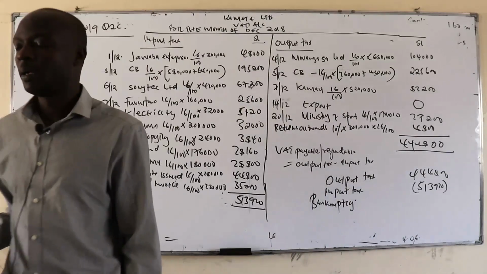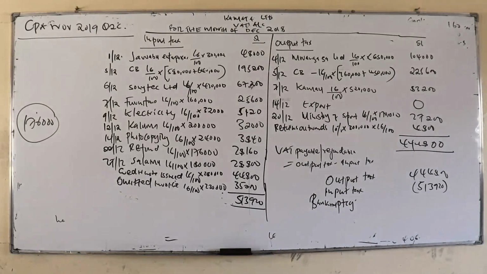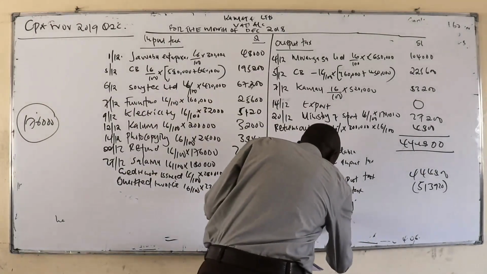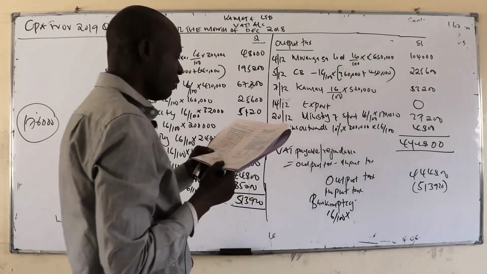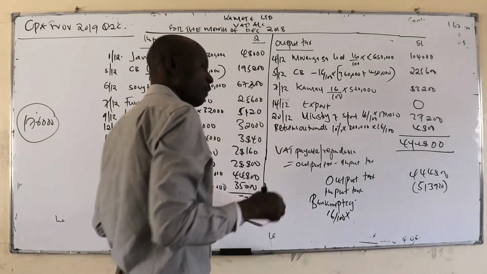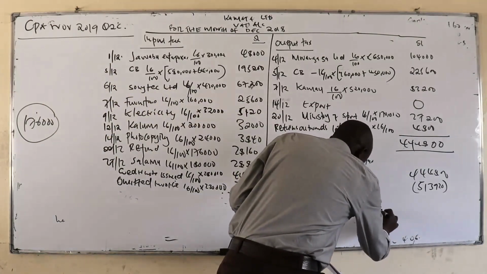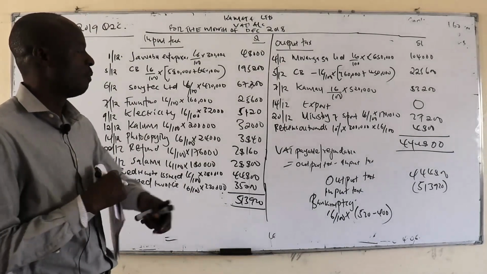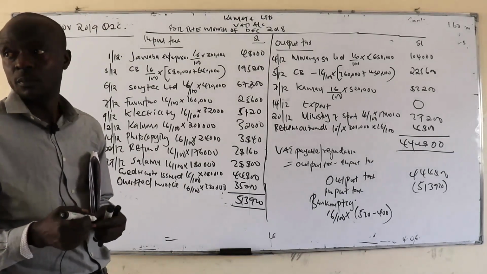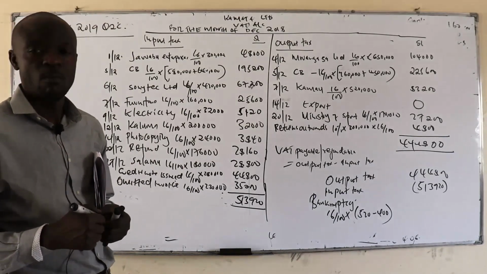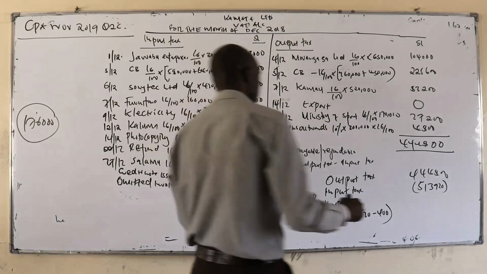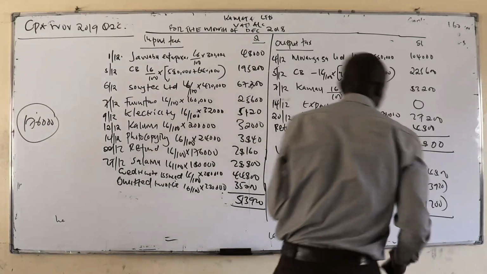Then we have the bankruptcy. There is the one who was declared bankrupt, what is his name? Having paid 400 for the goods purchased. So how much had Kamau paid? It will be 16 out of 100 times the value of goods sent to Kamau. So 520, isn't it? So it will be 520 minus 400. So how much does it come to? 19,200.